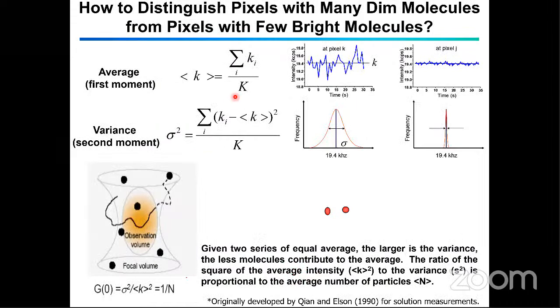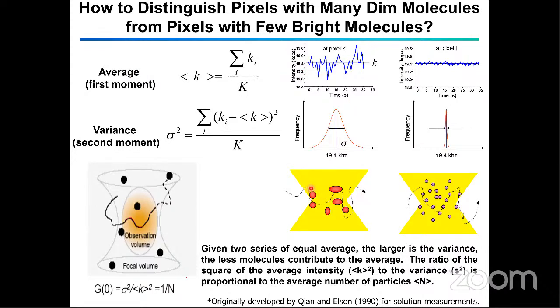Okay, so the question is, how do we distinguish pixels that have many dim molecules from pixels that have fewer but very bright molecules? Because this can potentially give you the same intensity. Many dim molecules can give you the same intensity as few bright molecules. So if we look at the average, and we have few bright molecules, in this case, for example, we have an average count rate of 19,000 counts per second. Here on the right-hand side, we have many but dim molecules, and we can have exactly the same intensity. So the average in this case would be the same.